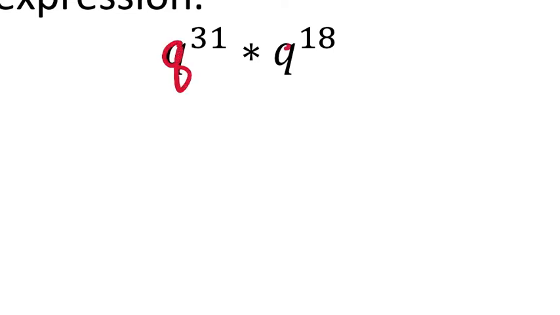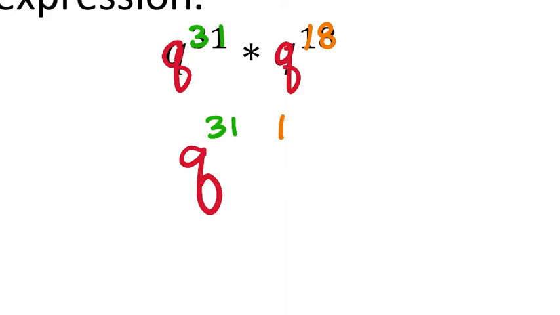These are Q's. And then what are my exponents? We got 31 and 18. So I'm going to take my base Q because they are the same, and with my exponents, 31 and 18, since the two bases are being multiplied, I will add the exponents. So I end up with q to the power of, looks like 49.